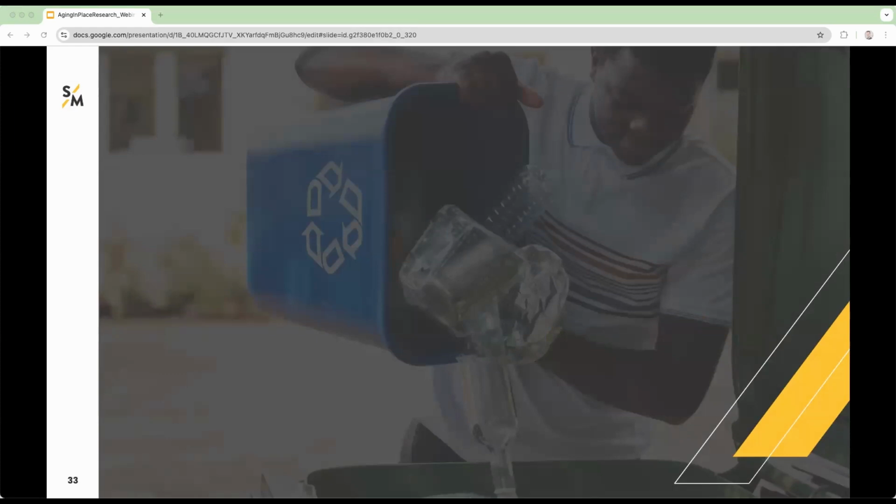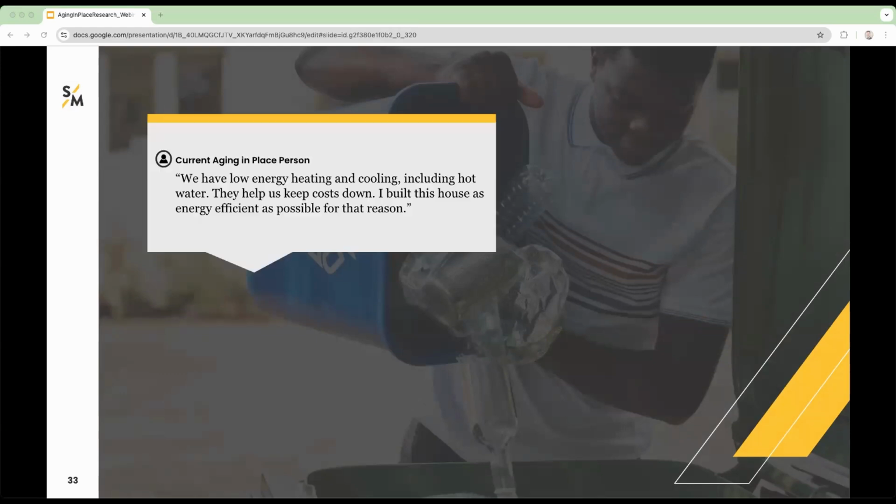Yeah, to help us find those needle moving opportunities, we look to our respondents to set us on the right path. This one's a little bit of a different way through. One person currently aging in place told us, "We have low energy heating and cooling, including hot water. They help us keep costs down. I built this house as energy efficient as possible for that reason."